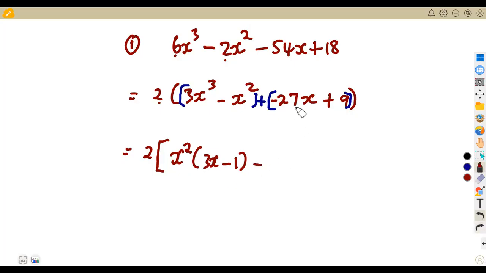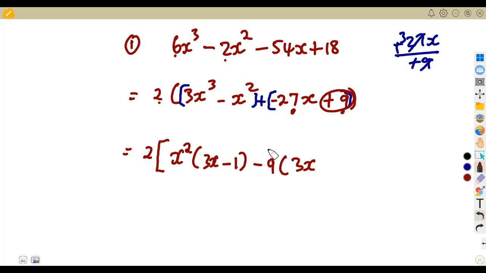What is the highest common factor between 27 and 9? The highest common factor is 9. So it is going to be -9. We divide back: -27x over -9 gives us a positive, that will be +3x in this case. Then you do the same thing, +9 divided by -9, you see that you get a negative there. So it's +9 over -9, the positive and negative will cancel, that's a negative. So it will be a -1.